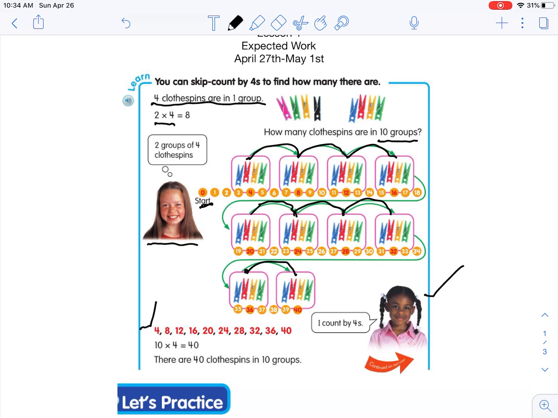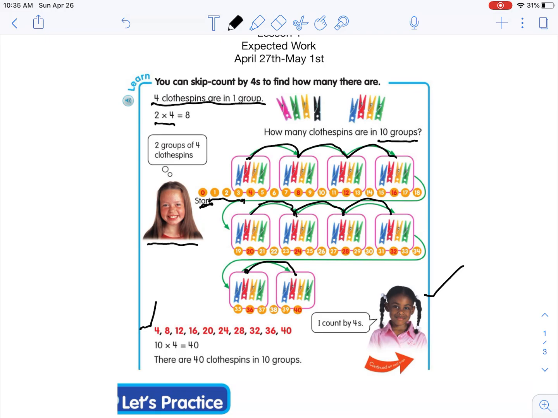Down here she did it too. She did 4, 8, 12, 16, 20, 24, 28, 32, 36, 40. And notice in the picture above, you can count every single number and you will still get to 40. It's just showing you how you can skip count by 4 and the numbers that come in between.